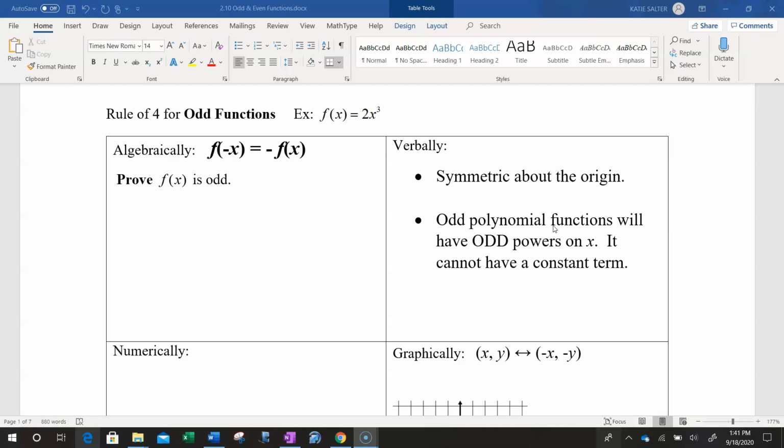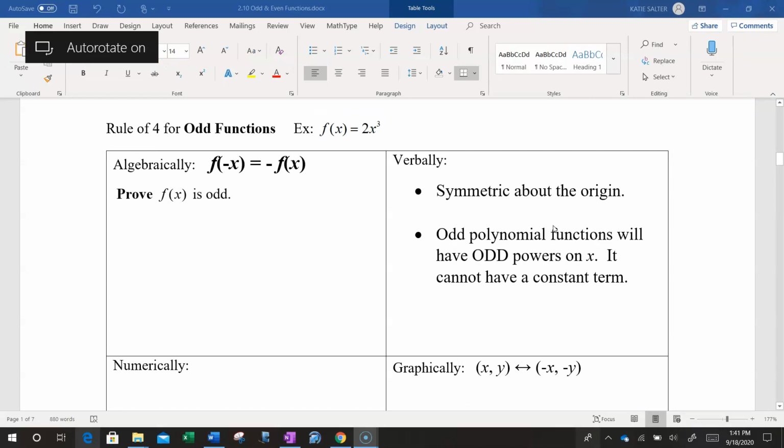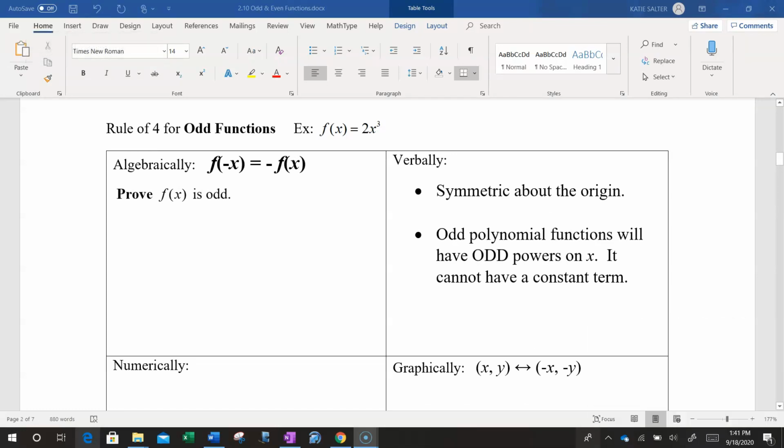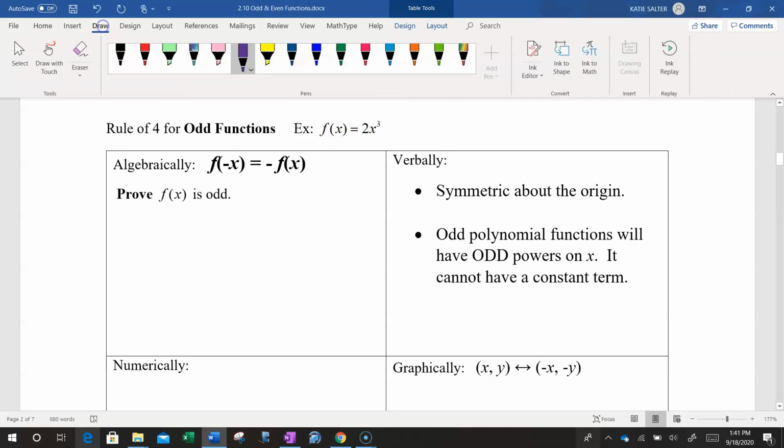So for odd functions, the definition is f of negative x is equal to negative f of x. In this case, we're given the function f of x equals 2x cubed. So we're going to prove that this is an odd function. First I'm going to write down what we're going to do: everywhere we see x, we're going to substitute negative x and see what happens.